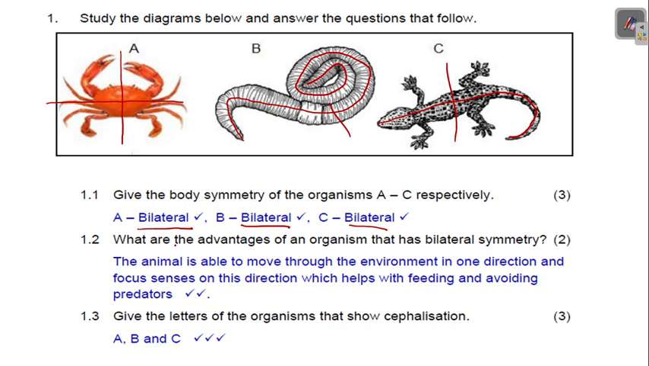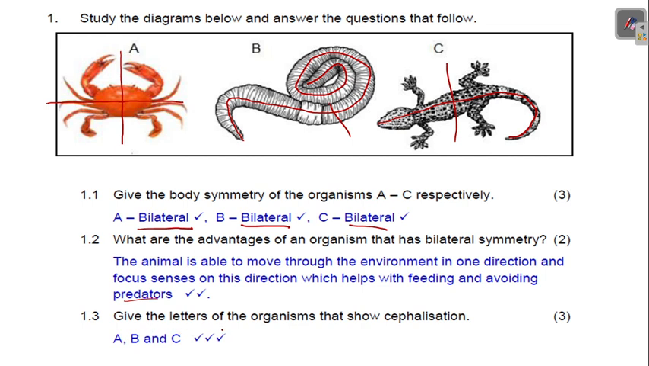What are the advantages of an organism that has bilateral symmetry? The animal is basically able to move through the environment in one direction perfectly and successfully, and focus sense organs in this direction in order to move perfectly, which helps with feeding and avoiding predators. This is basically due to cephalization.